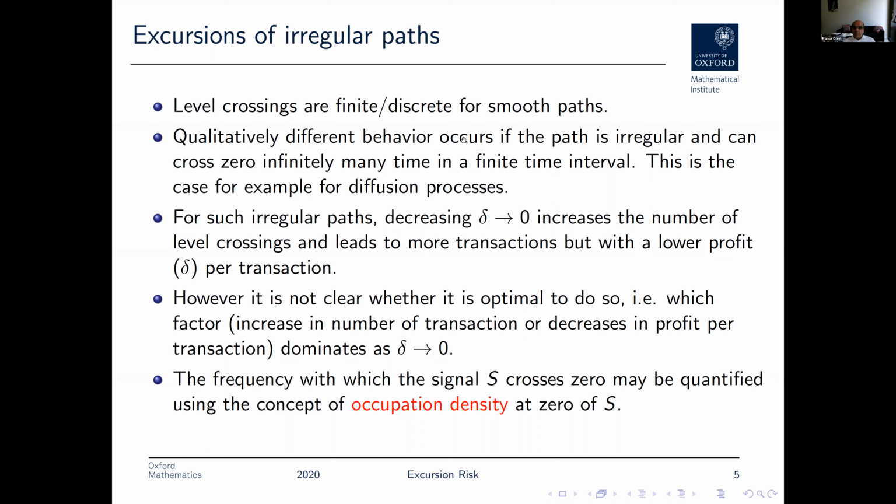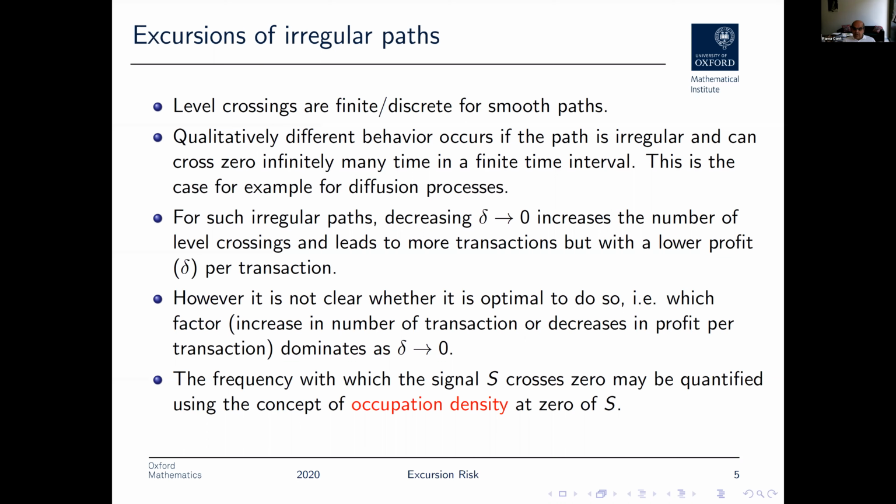So if you have a smooth path, say a differentiable path, then the level crossings of this path for any two levels zero and delta will be finite over any finite interval and discrete. They're well separated because of the smoothness, you can extrapolate the trend, so you can forecast the system over a short interval. And the level crossings will be discrete, they're well separated.